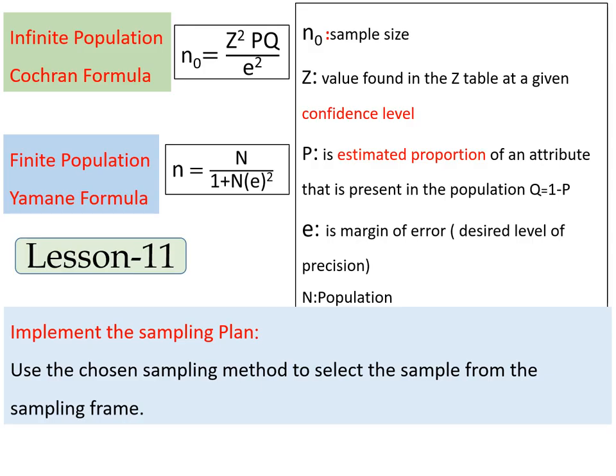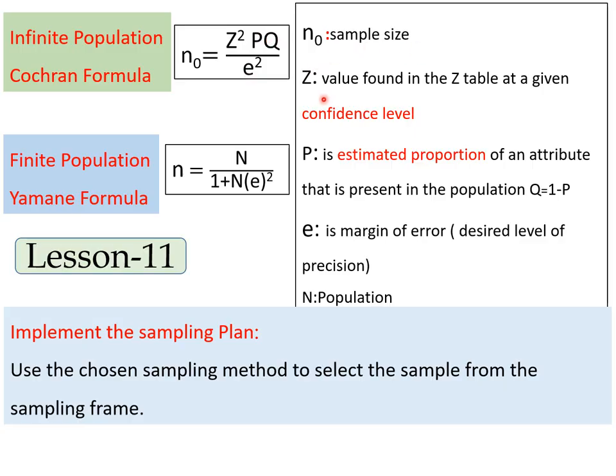Let's now see the two most important formulas in determining the sample size. The first one is the Cochran formula. The Cochran formula is used when we have an infinite population, that is, an unknown or undetermined population. For example, if we consider a television program and take the viewers as the population, we cannot know exactly how many people watch that television program. In that case, it is an infinite population and we can use the Cochran formula to determine the sample size. In the Cochran formula, the sample size is z squared times p times q over e squared.